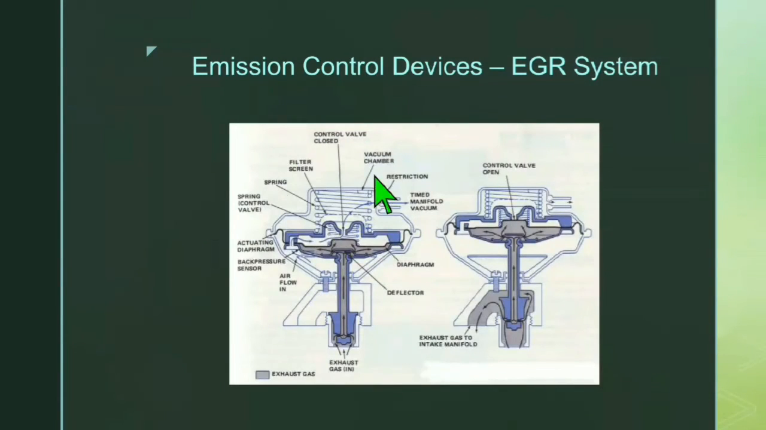Look at this figure. Here is a clear indication of exhaust gas, deflector, diaphragm, timed manifold vacuum, restriction, vacuum chamber, control valve closed, filter screen, spring control valve, actuating diaphragm, back pressure sensor, airflow in. And here you can see the control valve open and exhaust gas to intake manifold.